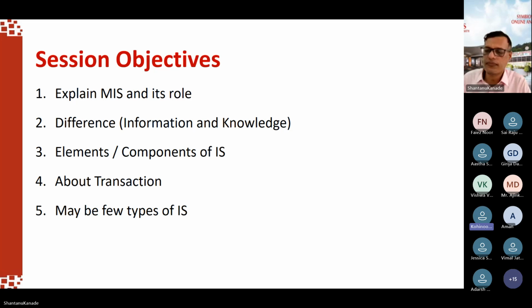Sir, basically a system is a set of rules. Yes, any set of rules that we need to follow. So once we start following those set of rules, we call it a system. Any example of a system?